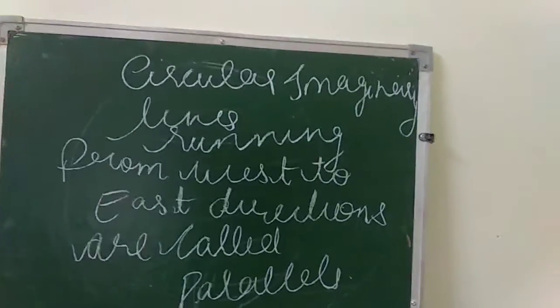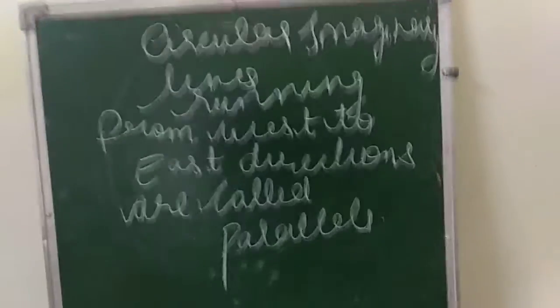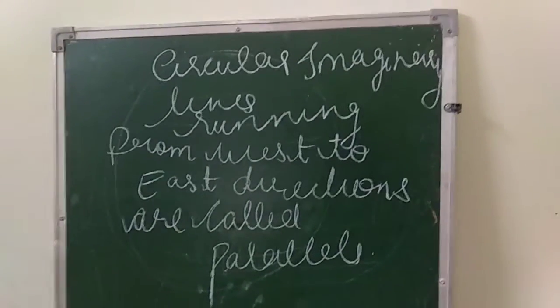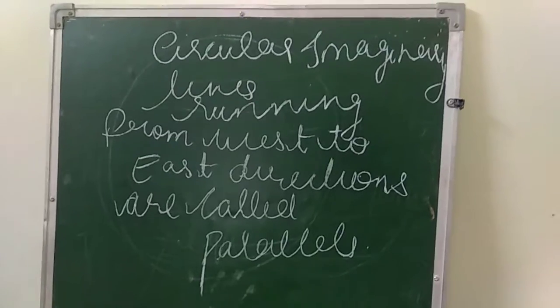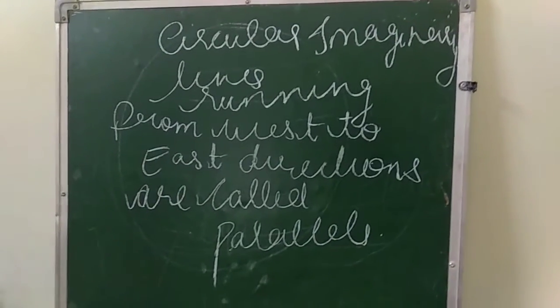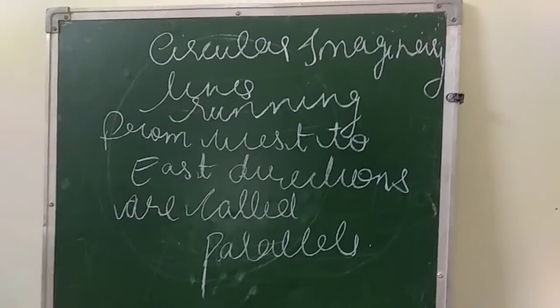Let's have a look at the definition of parallels. The definition is: circular imaginary lines running from west to east are called parallels or lines of latitude.